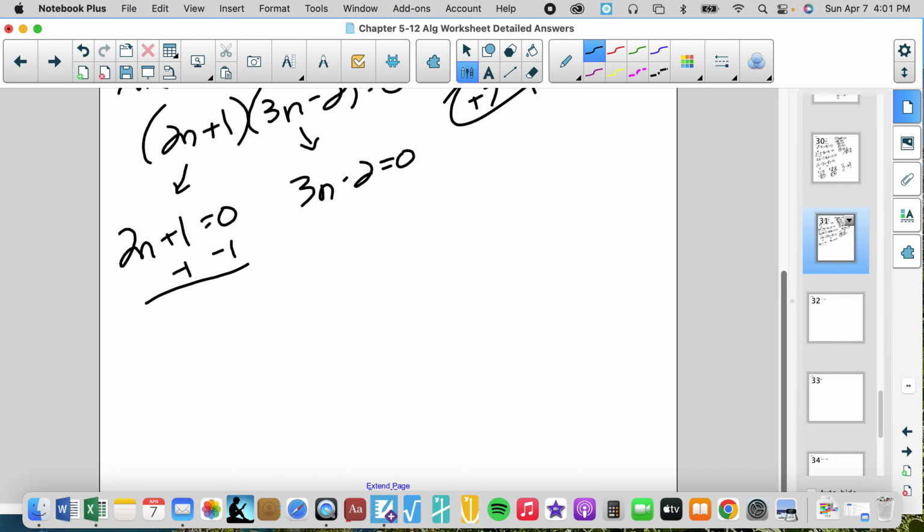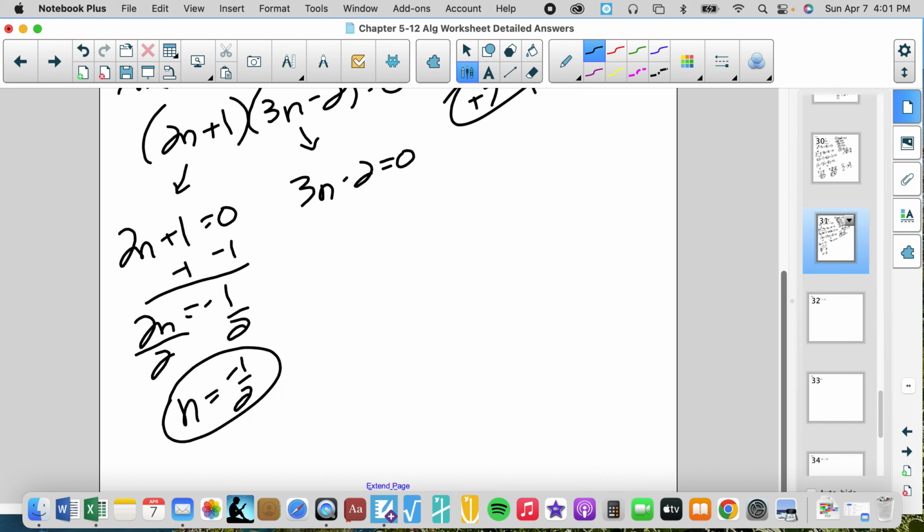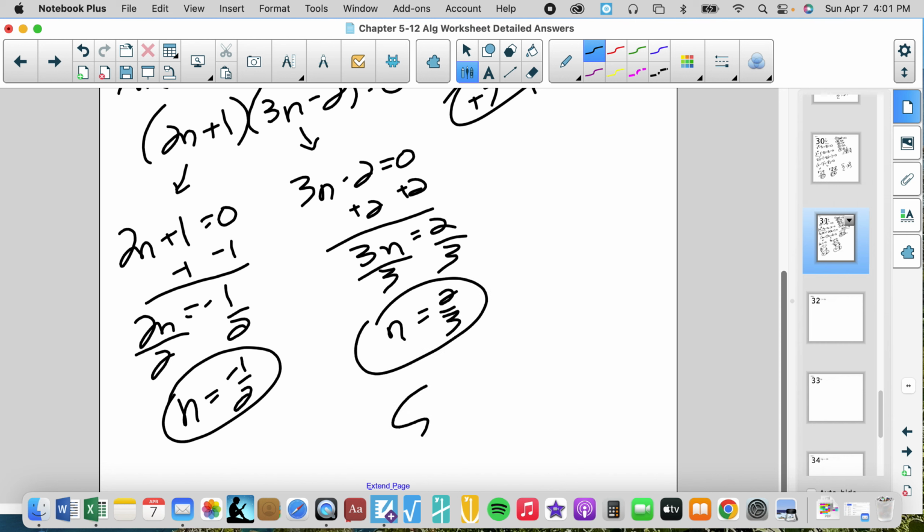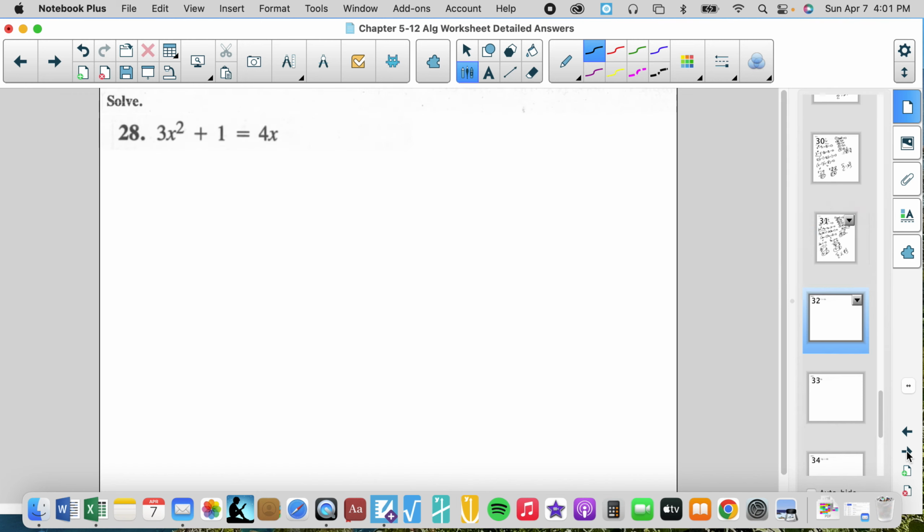Minus 1. 2n equals negative 1. Divide by 2. N equals negative 1/2. Add 2. 3n equals 2. Divide by 3. N equals 2/3. My solution set, negative 1/2, 2/3. Those are the only two values that would work.